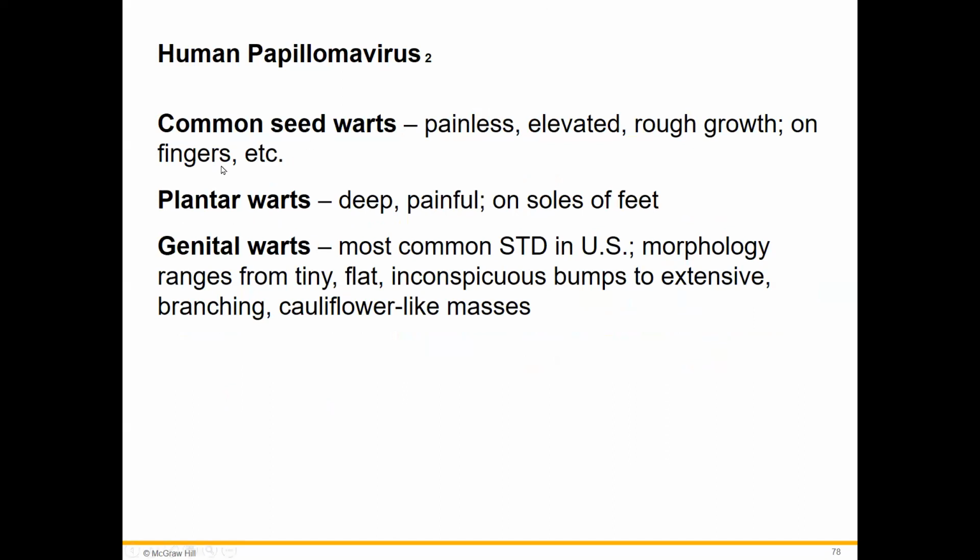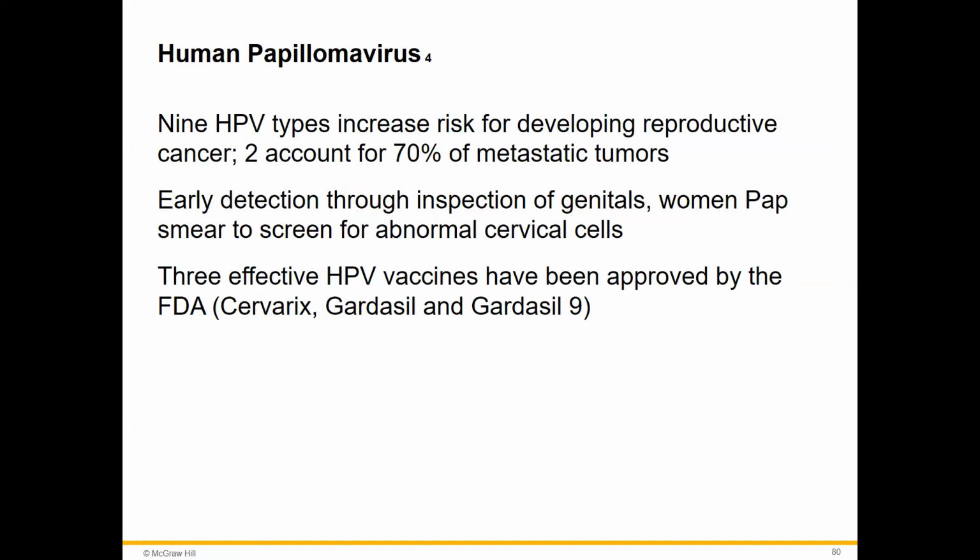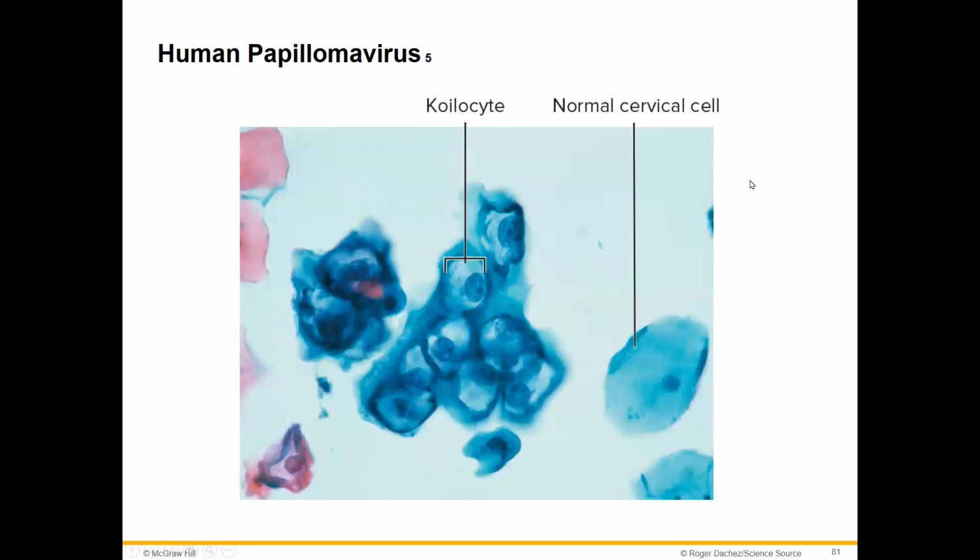You can see multiple different types of warts: common seed warts, plantar warts, genital warts. The genital wart form is the most common STD in the United States. And so these would be some of the warts that you could see. There's 9 different HPV types that increase the risk for developing reproductive cancer, and 2 as a whole account for 70% of metastatic tumors in that area. So that's why we do PAPs, to screen. Normal cervical cell versus a koilocyte or cancerous cell.